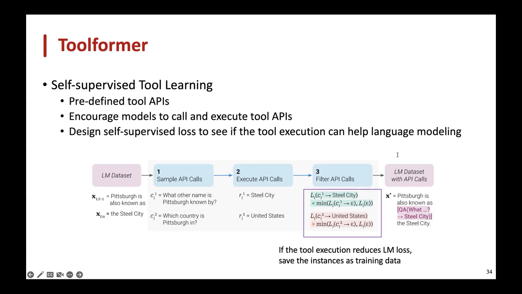The filter is based on the following intuition. If the tool execution reduces the large language model's loss, then it may be a correct tool use example. So we can save the instance as training data. The final tool use dataset contains sufficient supervision and significantly improves GPT-J's tool use ability, highlighting the potential of reinforcement learning for enhancing the tool use capability.